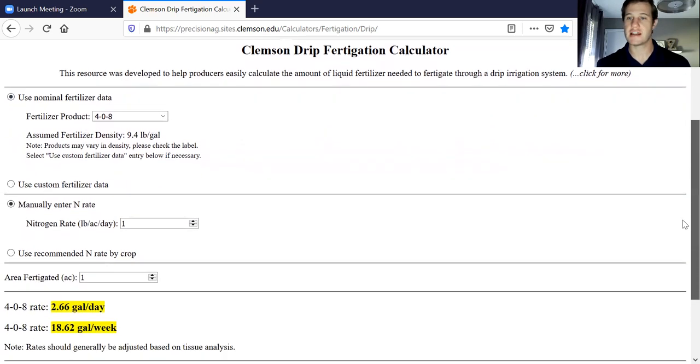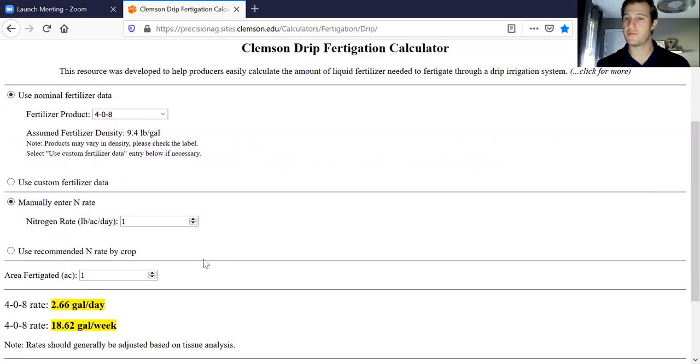So the next thing to do, okay, we're going to assume that we're using a 4-0-8. I can manually enter my nitrogen rate. So a lot of crops, we know that you may need 1 pound of fertilizer per acre per day, or you may need 2 or 1/2 pound or whatever it is. And so you have the option to bump up that number or take down that number as much as you want. Now, that's if you're reading the book and following the recommendations like we recommend.